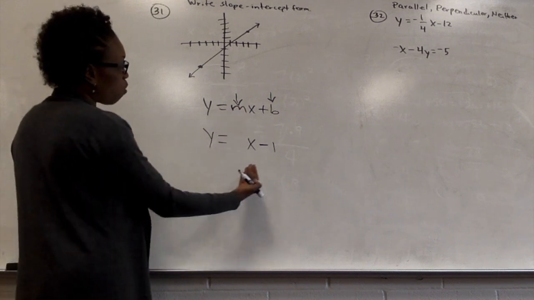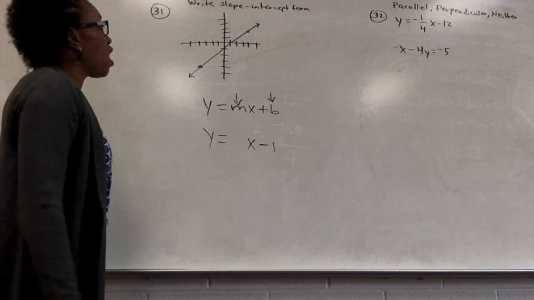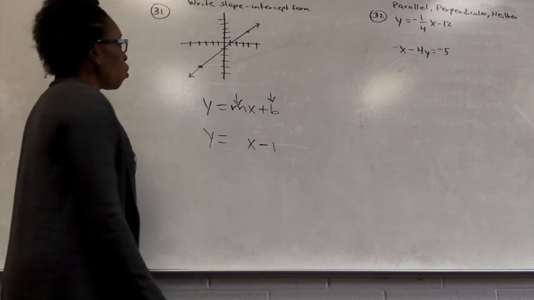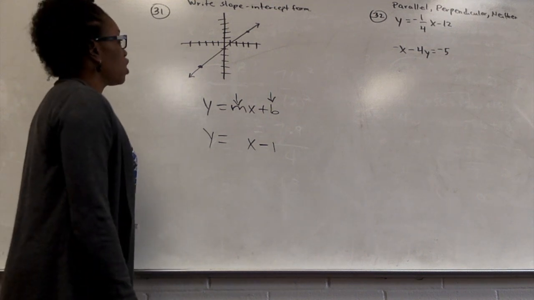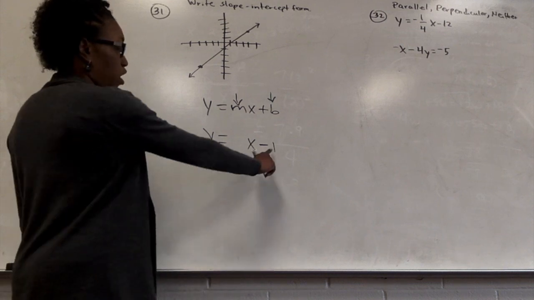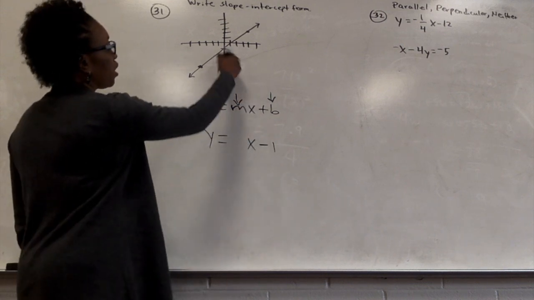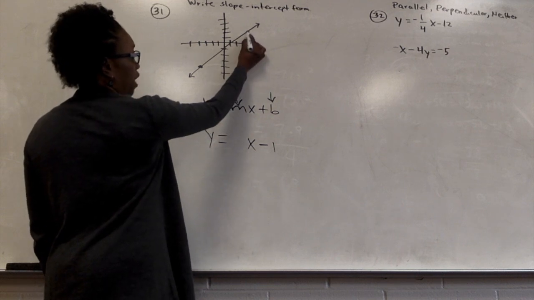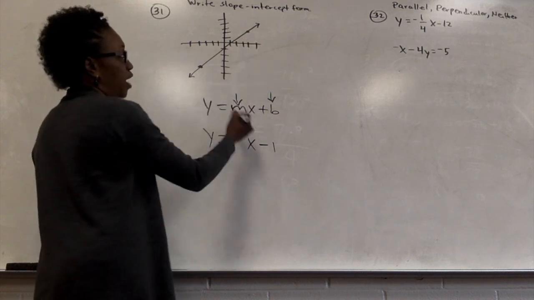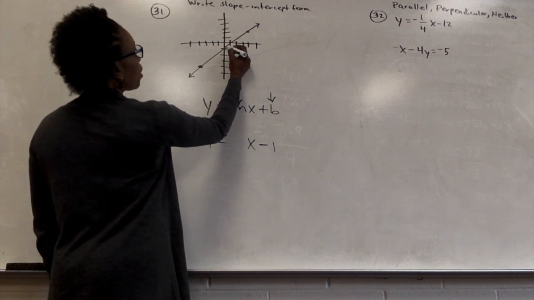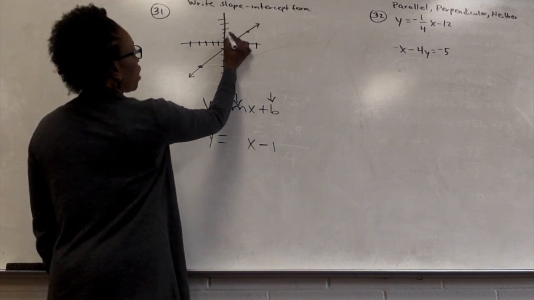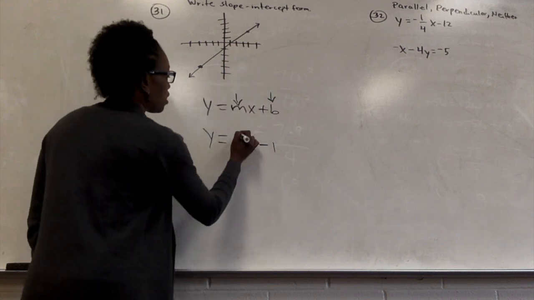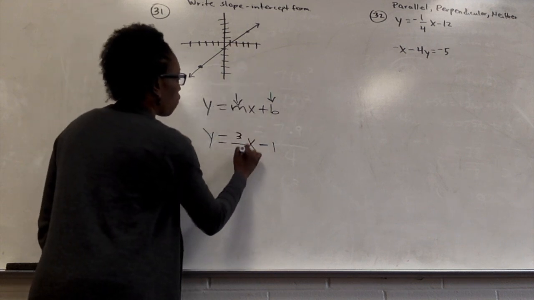Now let's look at my slope. Remember, your slope is how far you're going up and over or down and over to the left. So I'm going to start at my starting point, which is negative 1, and I'm going to count how far will it take me to go up and over to the right to get to this point. So I'm going to go up 1, 2, 3, and over 1, 2, 3, 4. So I see 3 over 4.